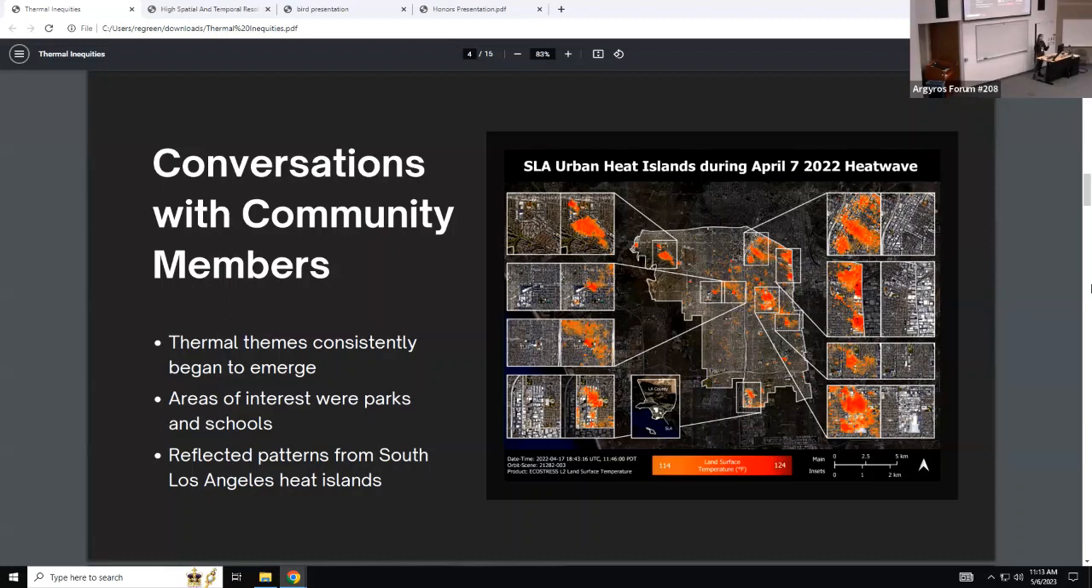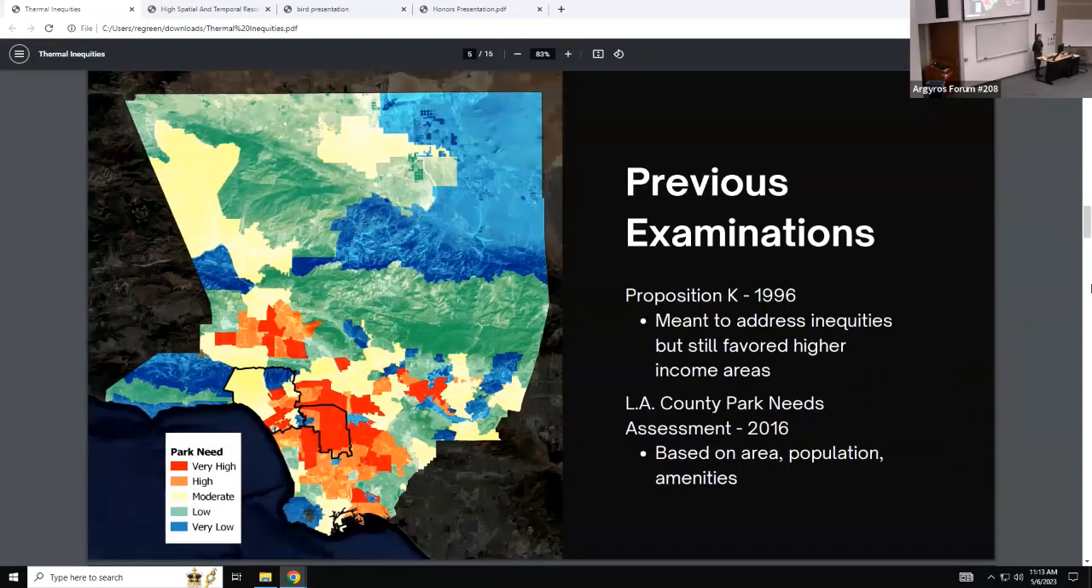And what was verbally explained reflected the patterns that I'd begun to see in my preliminary analysis of South Los Angeles heat islands. When it comes to looking at parks in the county, there have already been some examinations of inequities there. Proposition K, which was passed in 1996, was an attempt to rectify some of those inequities, but in terms of the allocation of funds, it ended up still favoring higher income areas despite that intent. In 2016, LA County conducted its own park needs assessment based on area, population, and the amenities within those parks, and overall, South LA emerges as the region most in need.